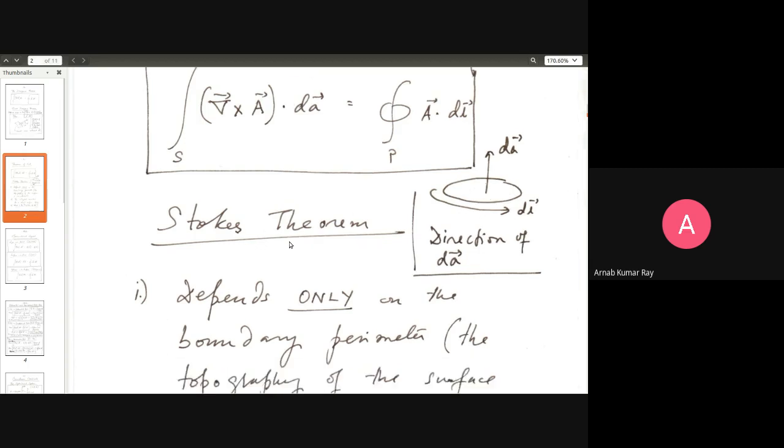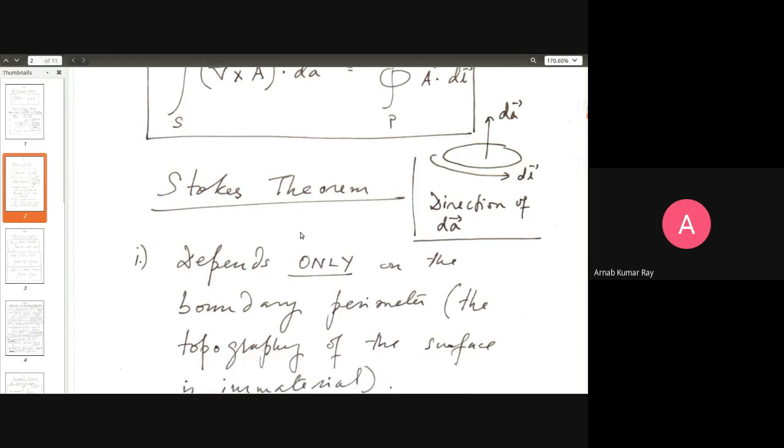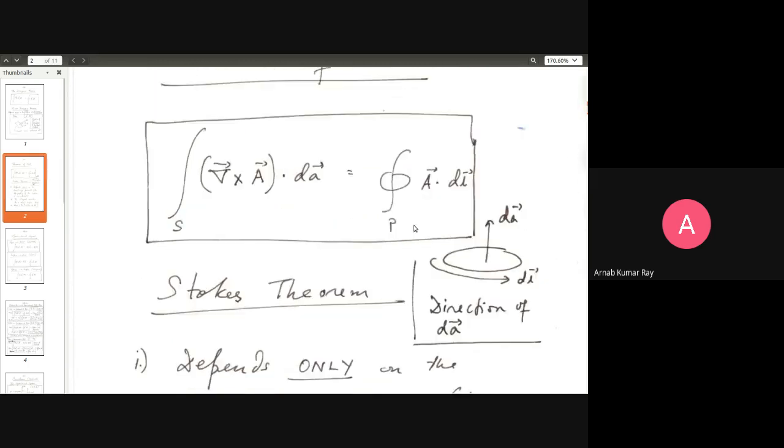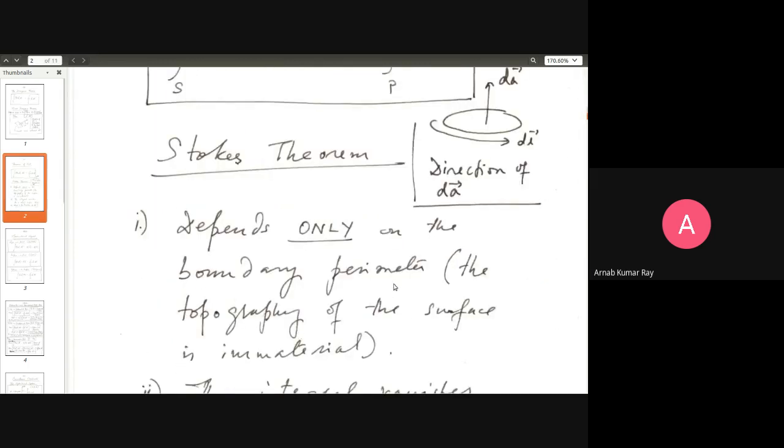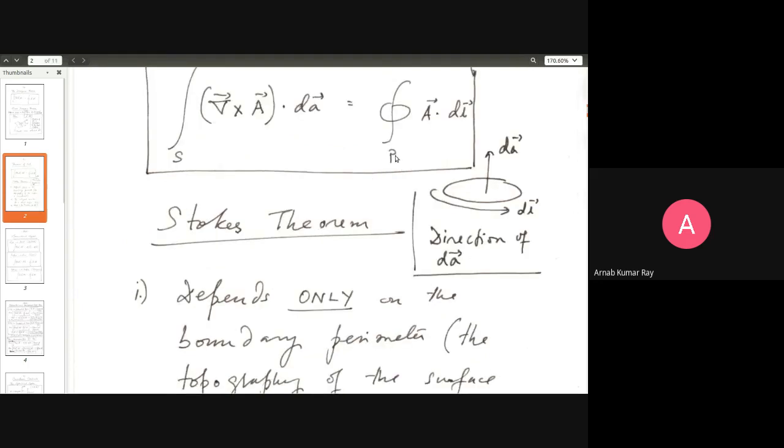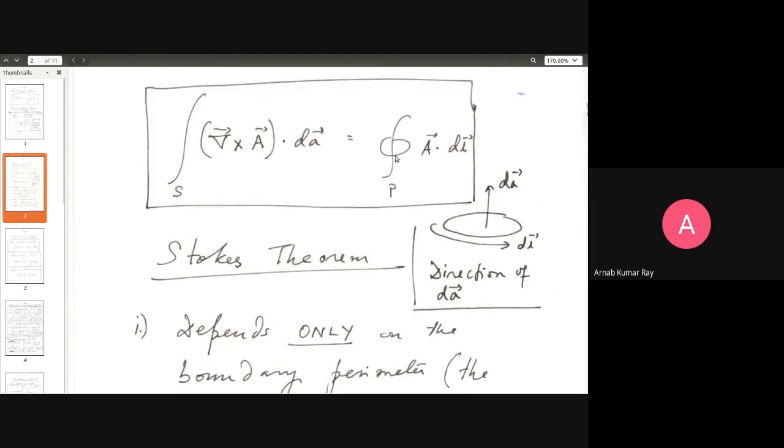Okay, so what does the Stokes theorem imply? First thing, it depends only on the boundary perimeter. I will come to the direction of dA shortly. Depends only on the boundary perimeter. The topography of the surface is immaterial. What do I mean by that? Just recall our discussion of the theorem of gradients.